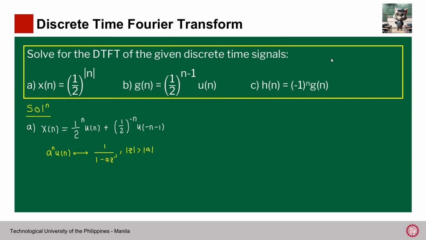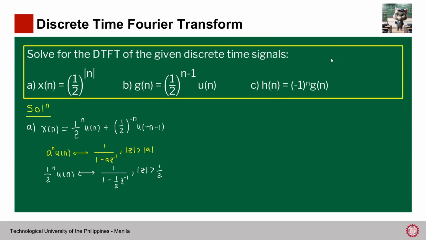This is just the first part of what we are doing. So for 1/2 raised to n u of n, what would be its corresponding Z transform? Using the formula, it would be 1 over 1 minus 1/2 Z raised to negative 1, with mod of Z greater than 1/2. This is for the first one.